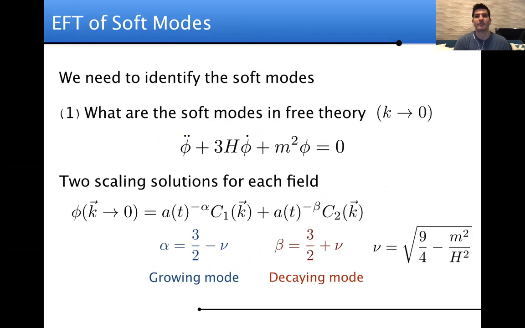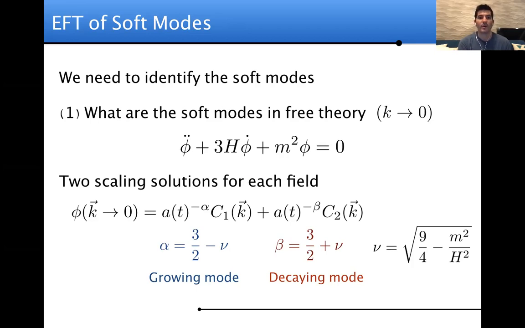Now, the first step to constructing an EFT is to identify what the soft degrees of freedom are. And so the easiest way to do that is just to take the free scalar field as an example and look at what the solutions do in this long wavelength limit. So as you all know, you take a massive scalar field and take the k to 0 limit, you'll find two solutions that scale like power laws in a.